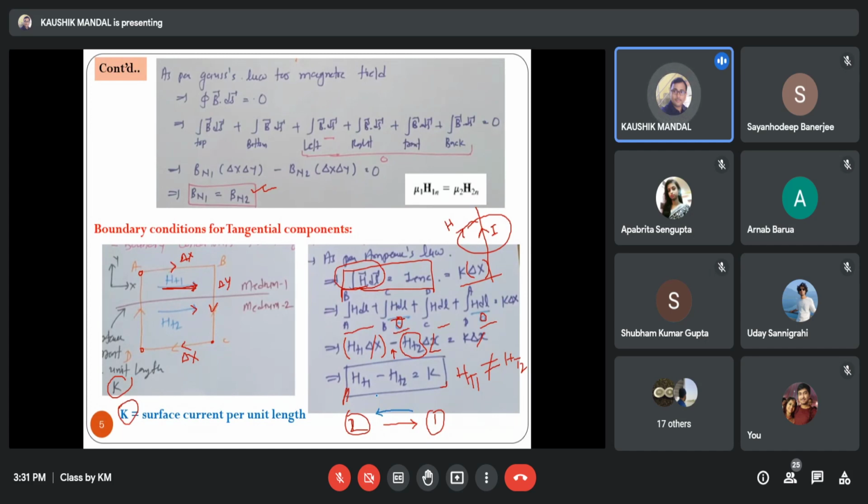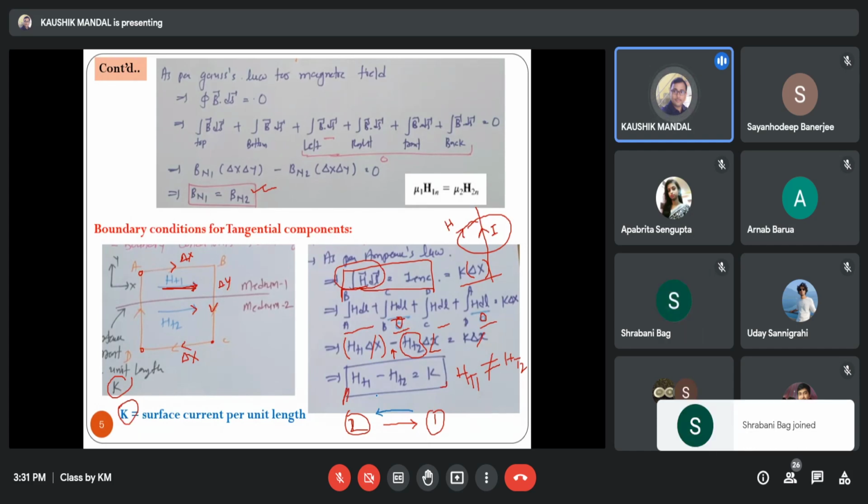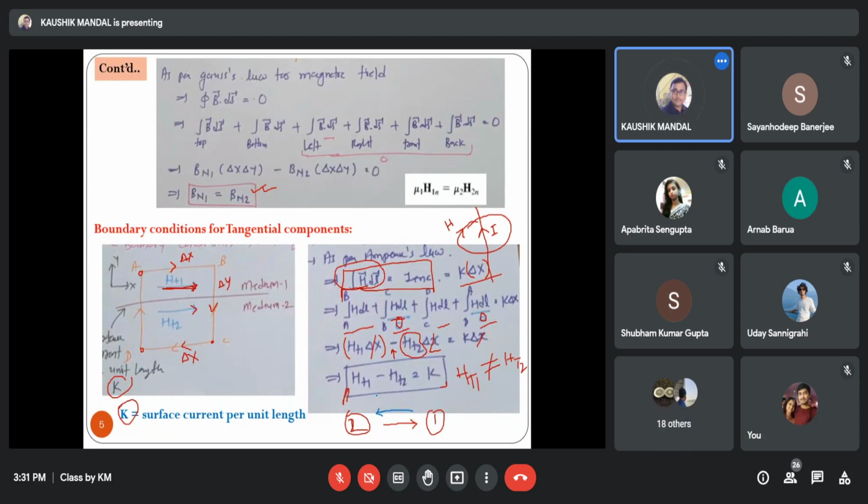The main thing is that the tangential components are not equal. There should be a discontinuity if the magnetic field travels from one medium to another. Now with this discussion about the boundary conditions related to the magnetic field, we will consider one example, then it will be more clear.